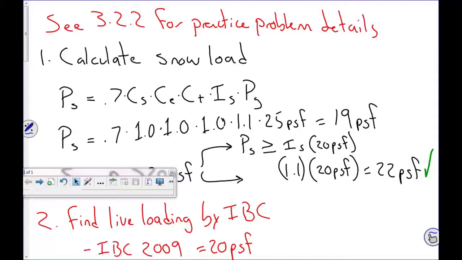So what's C sub S stand for? Roof slope, okay. We said it's a traditional low slope roof, that's why I got a 1. Next one is C sub E, what's that one stand for? Exposure factor. We're also going to use a 1 for that. C sub T is thermal, 1 for that. And then we stuck this 1.1 in there because we said it was a class 3 building.